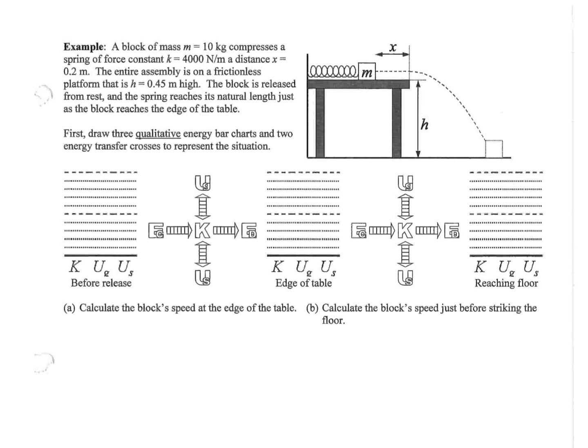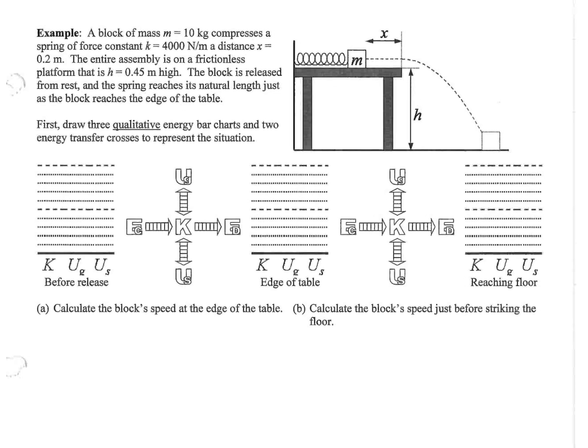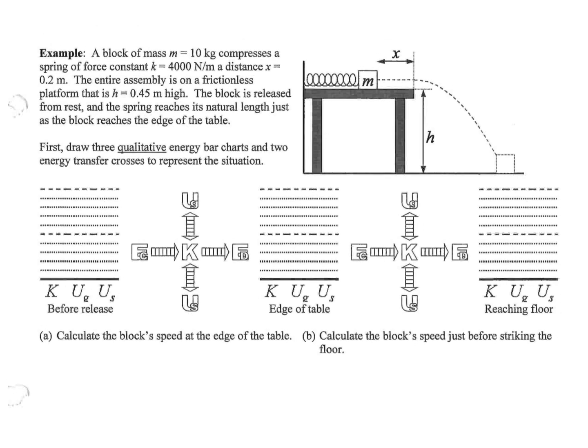We have a block. Now we've got another more complex example here, but this is bringing it all together. We're doing different representations. We've got a 10 kilogram block that compresses a spring with force constant of 4,000 newtons per meter at a distance of 0.2 meters. The entire assembly is on a frictionless platform that's 0.45 meters high.